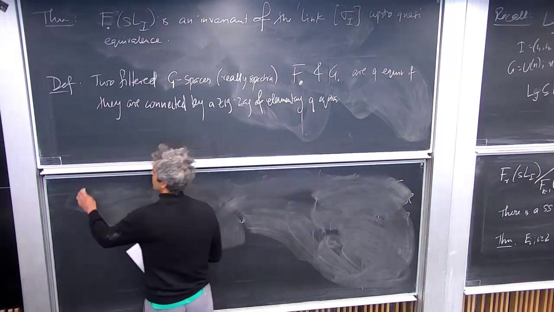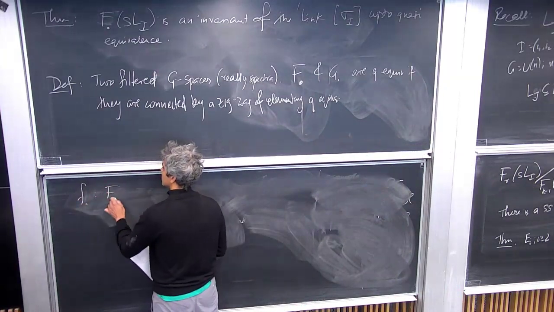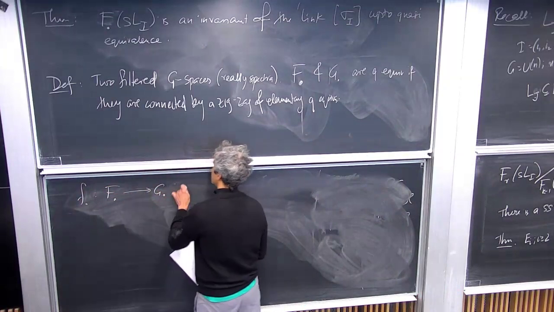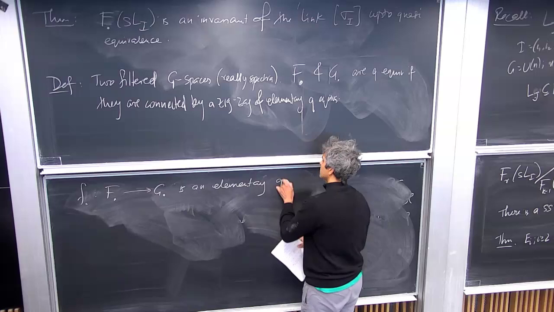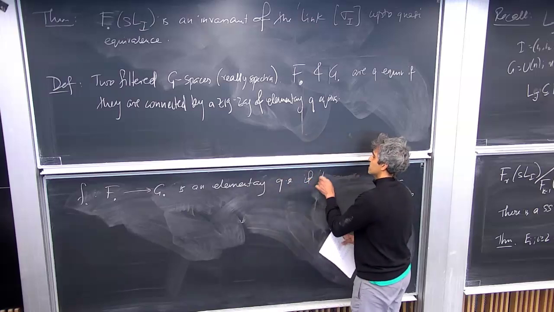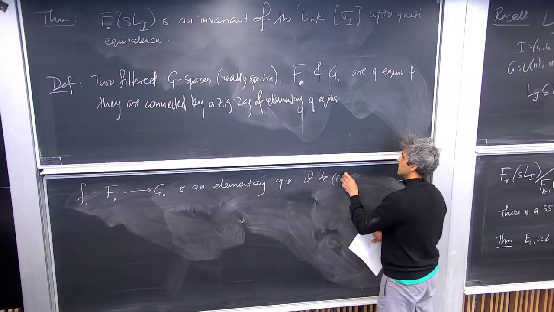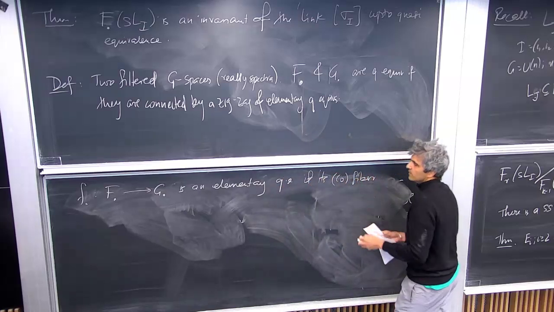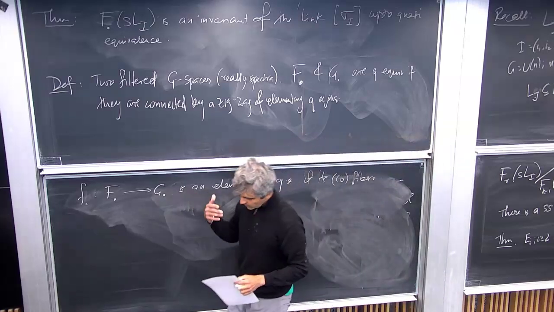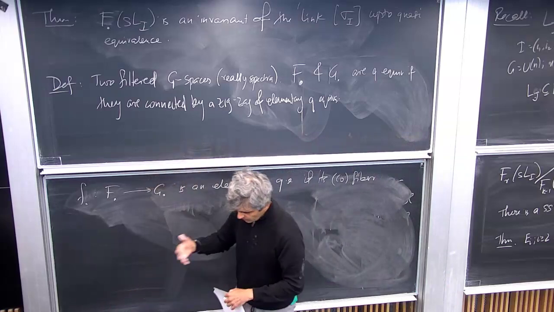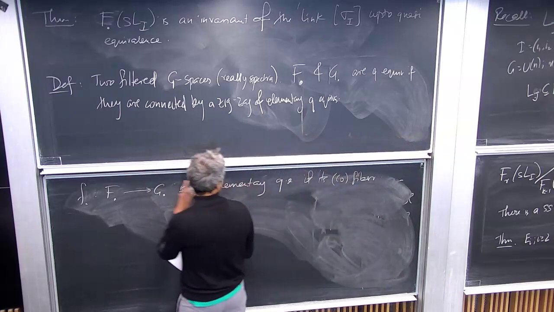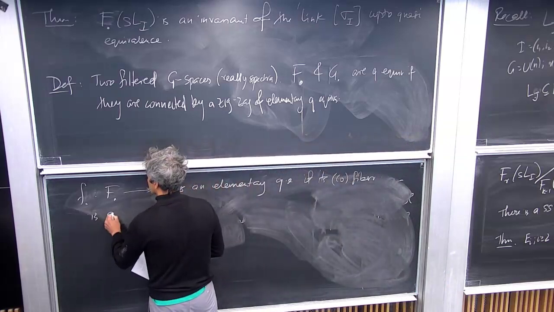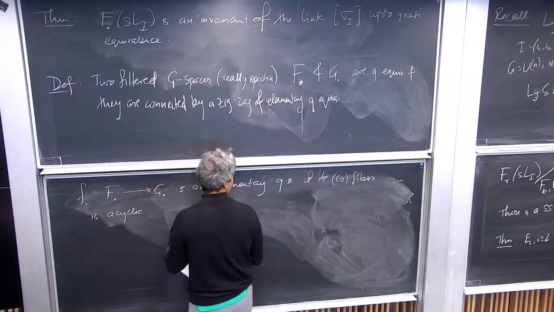So F dot and G dot are related by an elementary quasi-equivalence if its fiber or cofiber is acyclic. In the category of spectra, fibers and cofibers are related to each other; the cofiber happens to be the suspension of the fiber. Let's call that fiber Z dot.